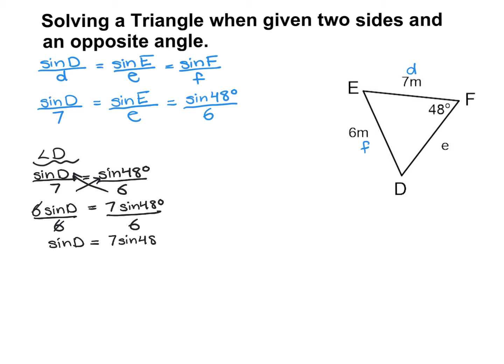Now, when we are finding angle, we're going to do something a bit different. We're going to write angle D is equal to sine inverse of 7 times sine of 48 degrees divided by 6. Now, you can calculate this whole thing on your calculator, and when you do that, you should get about 60 degrees.